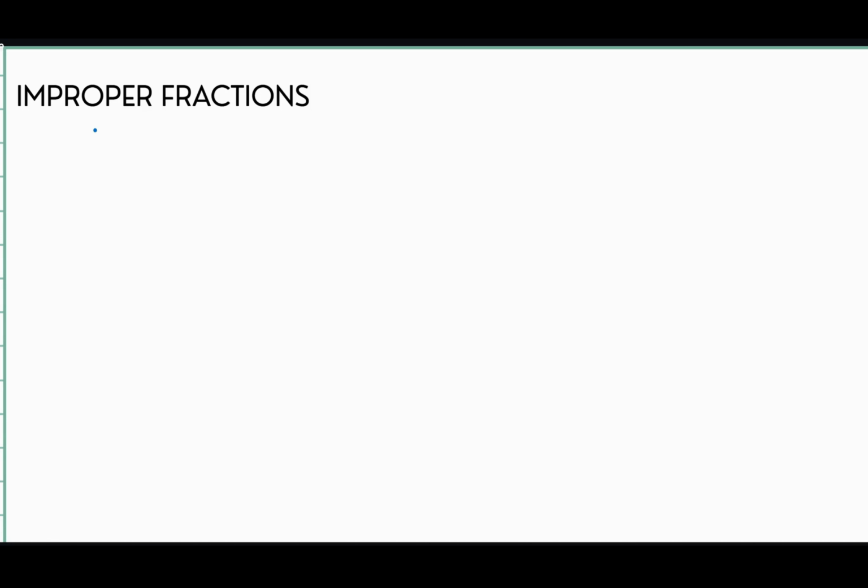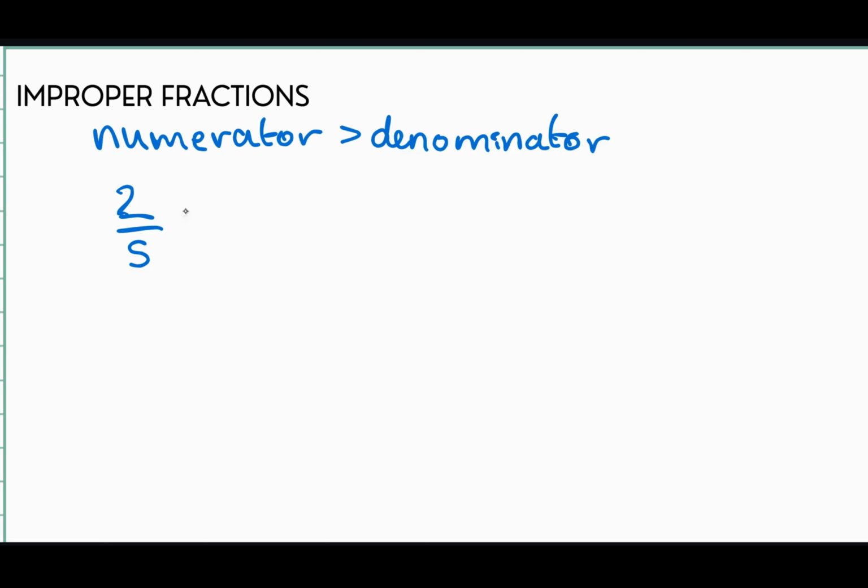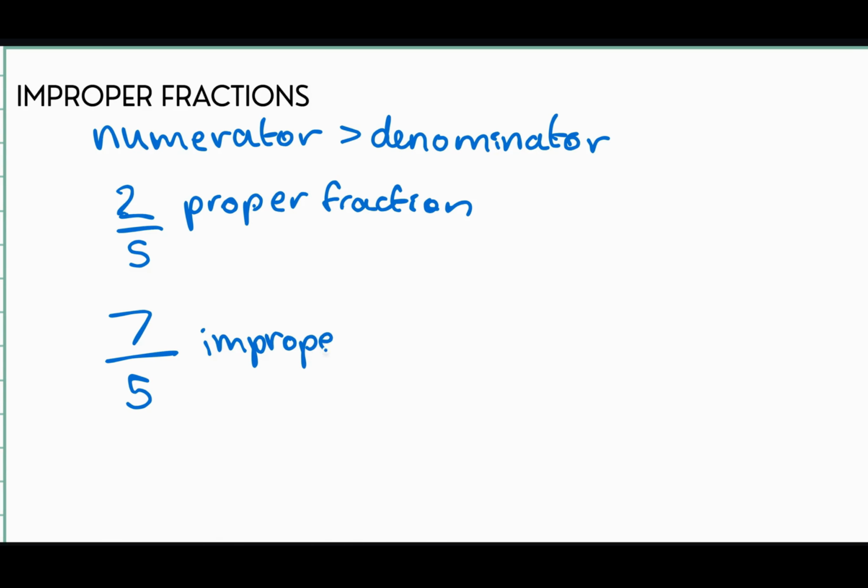An improper fraction is where the numerator is bigger than the denominator. I mean, you guys probably guessed it by now. So that means that instead of 2/5, which is a proper fraction, you would have something which is bigger than 5 at the top. So for example, you can have 7/5, which would be improper. That's all you need to know, really, to identify whether something's a proper or an improper fraction. You just need to see if the numerator is bigger or smaller than the denominator.